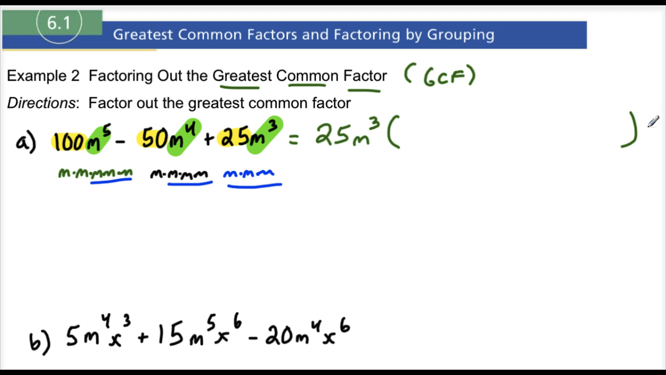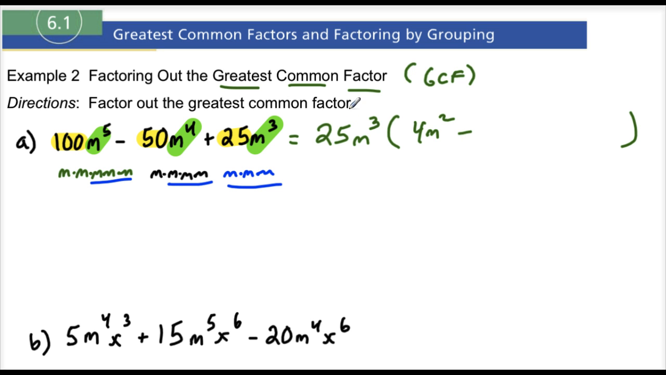Okay, so now we're going to put what goes back inside the parentheses. So check this out. This is how this works. We say 25 times what is 100? 25 times what is 100? Well, it's going to give us 4. And then 25 times 4 is 100. Now, m cubed times what is m to the power of 5? Well, that's going to be m to the power of 2, right? Because when you multiply m cubed times m squared, you add the exponents. Okay, minus, because that's a minus sign right there.